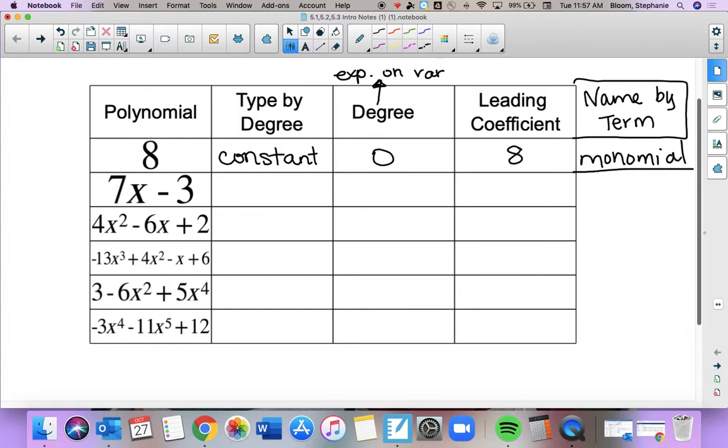Okay, so if you look at our second one, what's the degree of this one? So you're looking at the variable. What is the exponent on that variable right there? No, the exponent, a 1. So you're looking at exponents. You're not looking at leading coefficients. Those are not the same. Degree of 1. Now think about on a graph, what would 7x minus 3 look like on a graph?